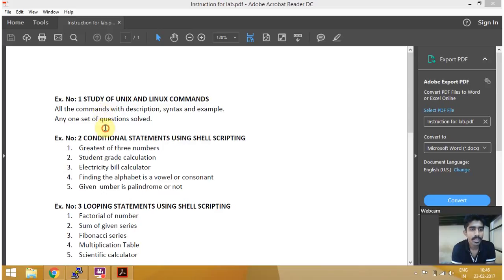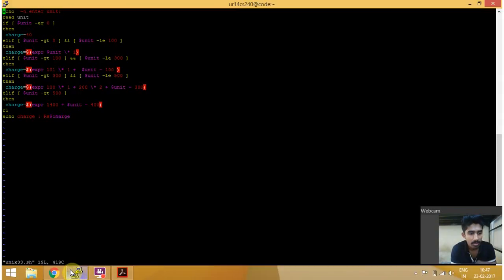Hi, I'm here to do my second experiment in the Unix and Linux lab. My second experiment is conditional statements using shell scripting. There are five given questions. My first question is to find the greatest of three numbers. For that, I'll go to my code.